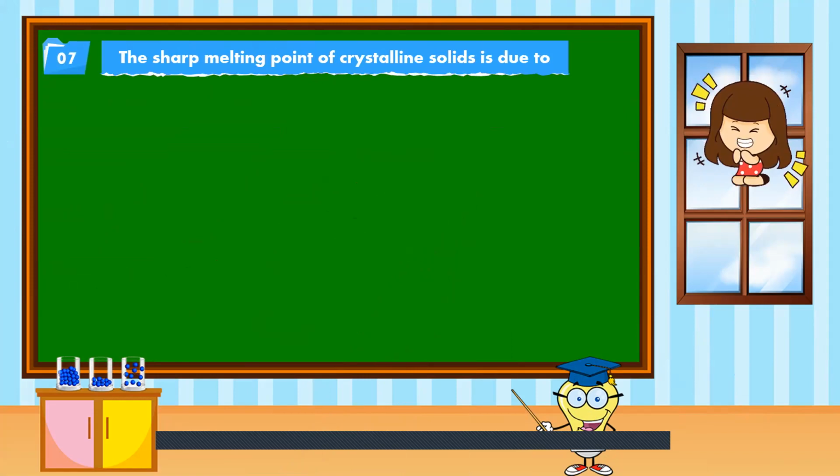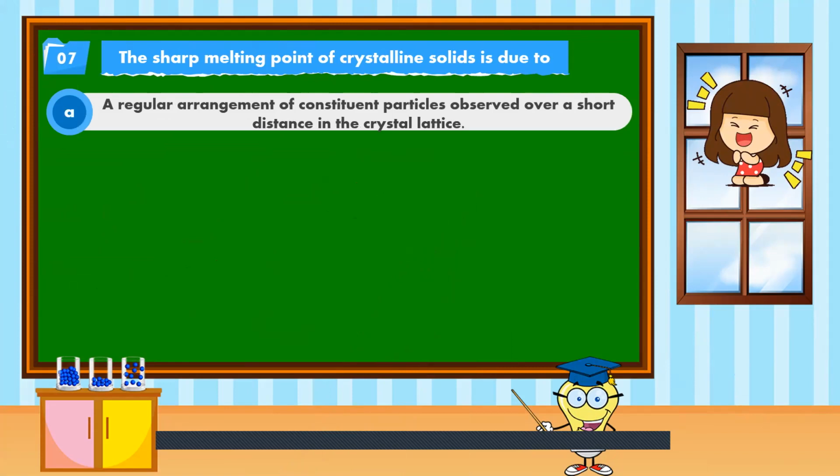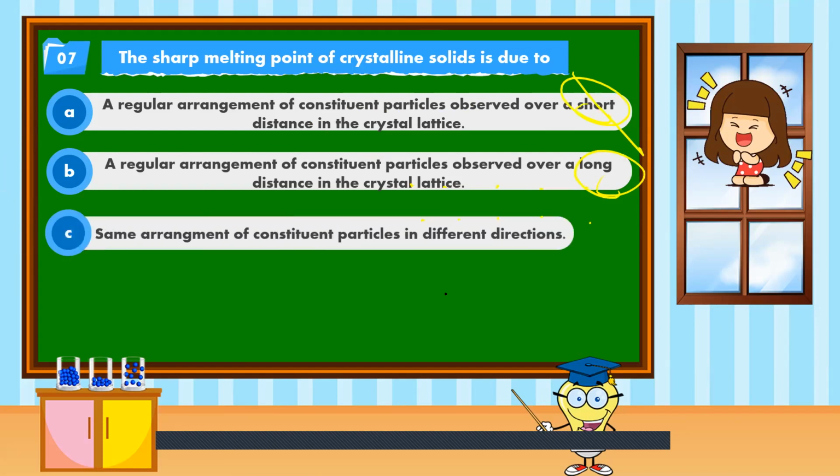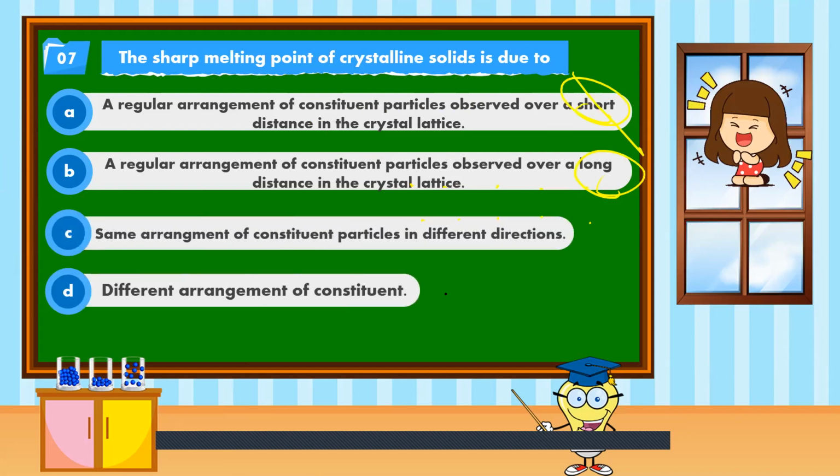The sharp melting point of crystalline solids is due to, see, most of the questions are like the difference between crystalline solids and amorphous solids. Sharp melting points are because of their arrangement. In crystalline solids, the particles are arranged regularly, the same repeated pattern of arrangement we observe. A regular arrangement of constituent particles over a long range order we observe. If it is short range, in the sense that up to a certain extent it is regular, but in another direction it is a different arrangement, then we call it an amorphous solid.